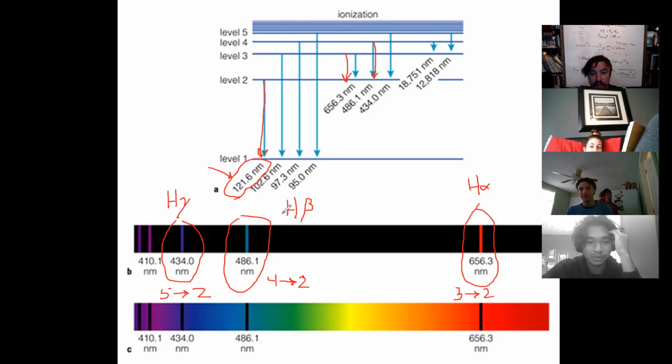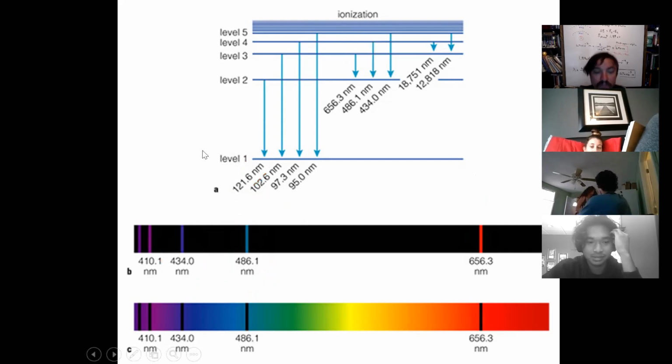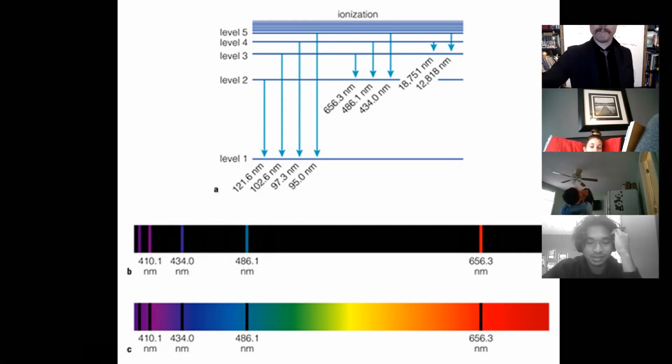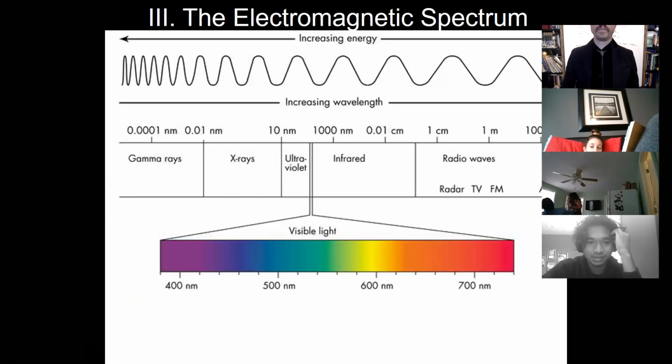I can't remember what was in between gamma and visible. Was it X-ray? You can't X-ray regime? What comes just before violet? Indigo? Ultraviolet. Yeah, you're right. That one. Okay.